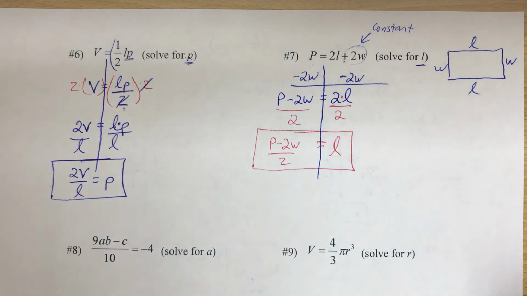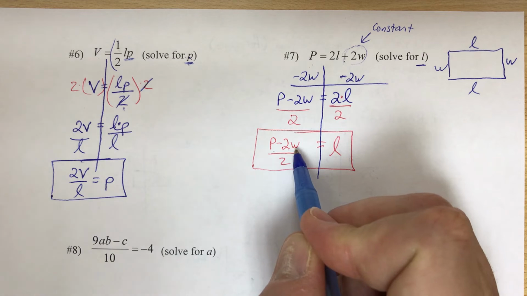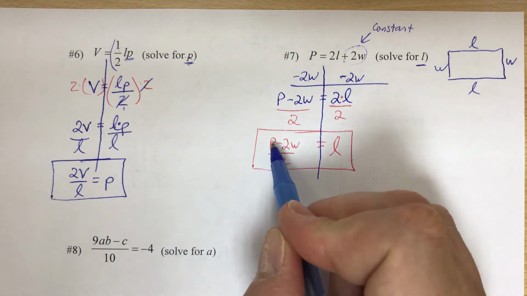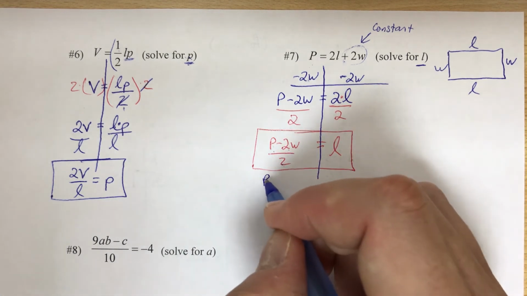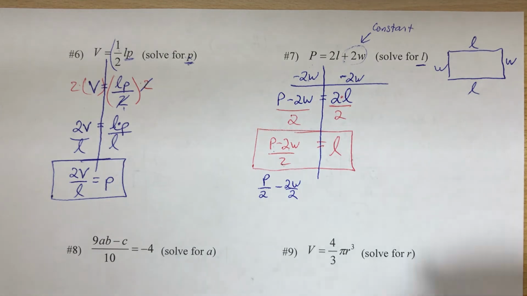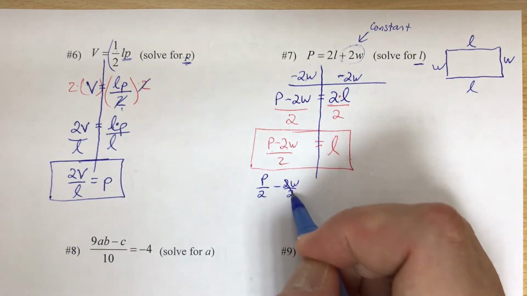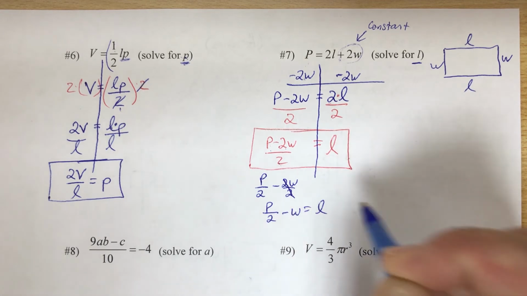If you want to break that apart, when you have more than one term in the numerator of a fraction, I can divide each piece by 2. So I could say this is P divided by 2 minus 2w divided by 2. Then I could reduce that. I could say p over 2 minus w equals L.